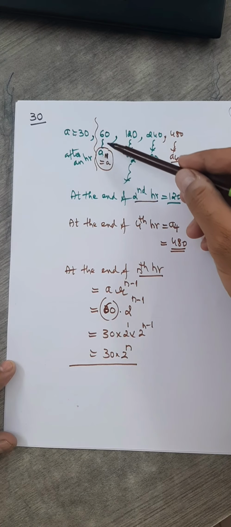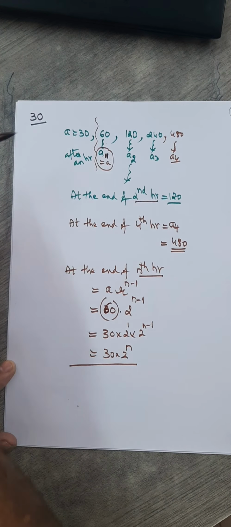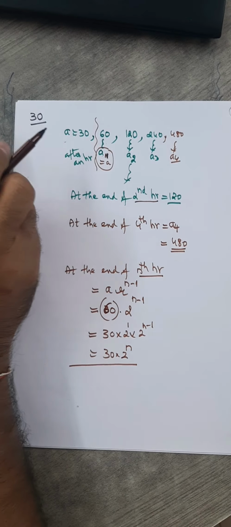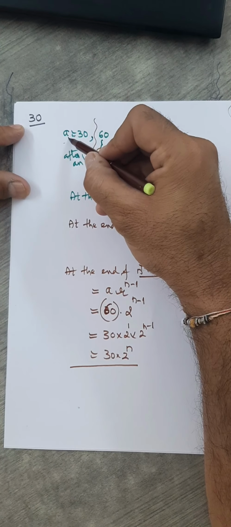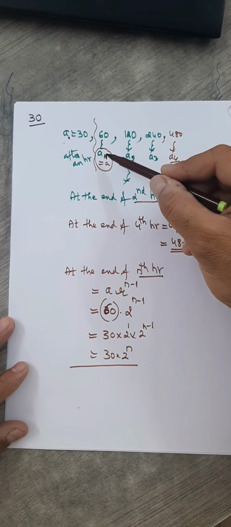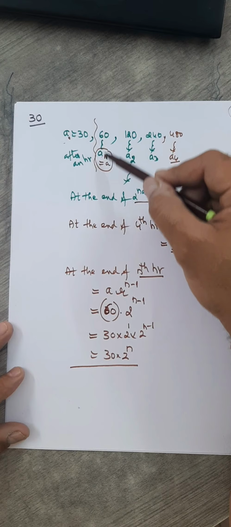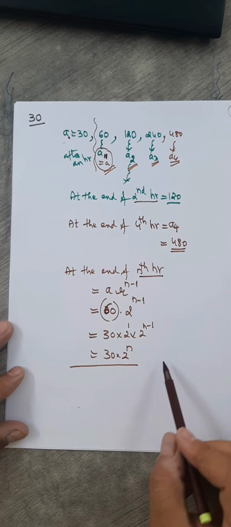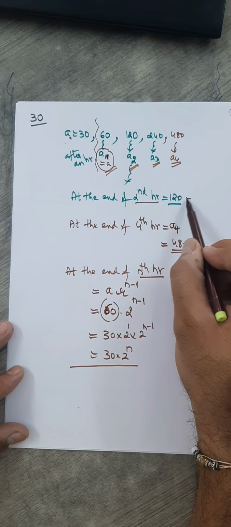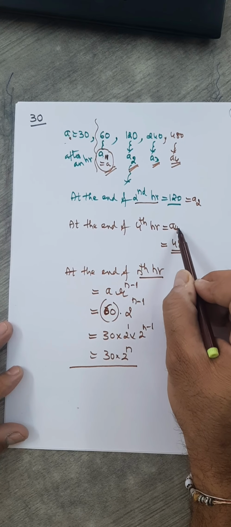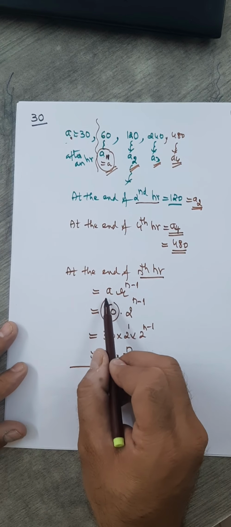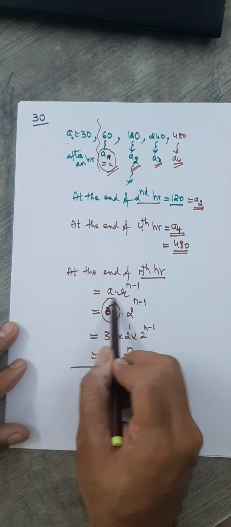Don't get confused with this A and this A. This was initial bacteria present initially, so this we can call as A0. I can write as A0 if you want. At the end of first hour, this becomes the first term. This is second term, this is third term, this is fourth term, and so on. So this is nothing but indirectly A2. This is nothing but A4, as I told you. Right? And at the end of nth hour, that is this one.